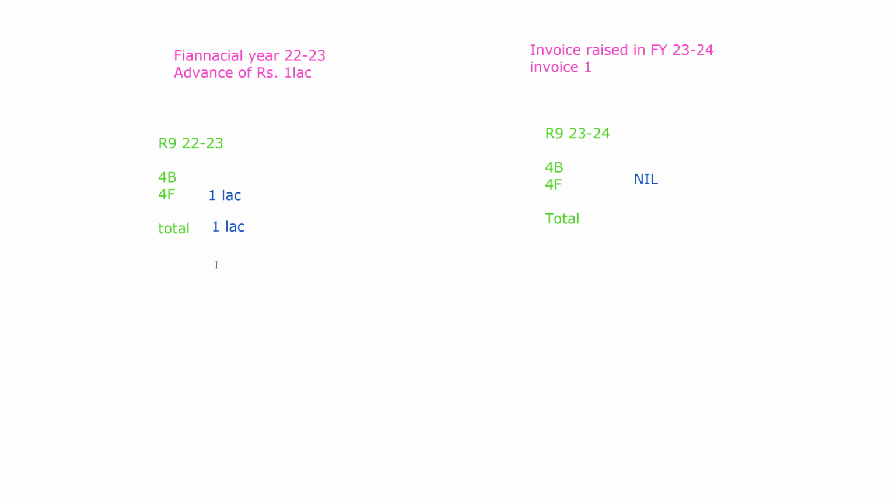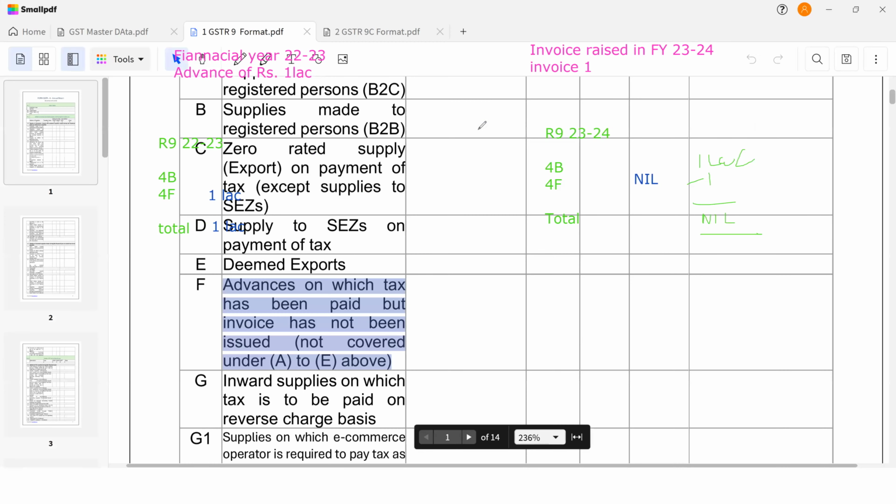And by the way, my position is that last year would be the same, but in the current year, in the way I report, I would report 4B as 1 lakh and 4F as minus 1 lakh. Again, for me, the total is nil, but this is how we do the reporting. Let's look at the explanation.